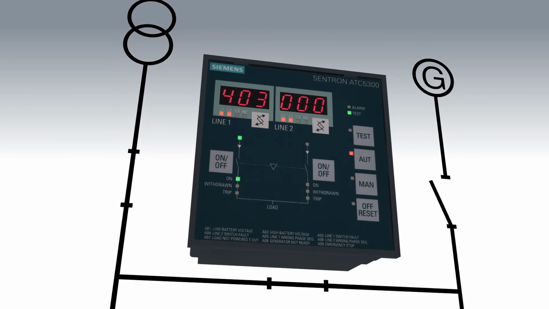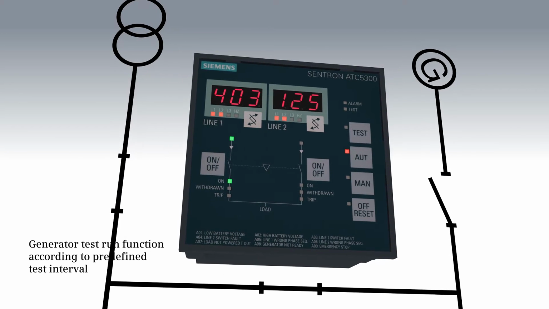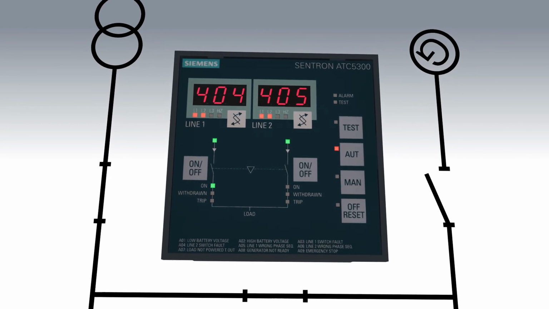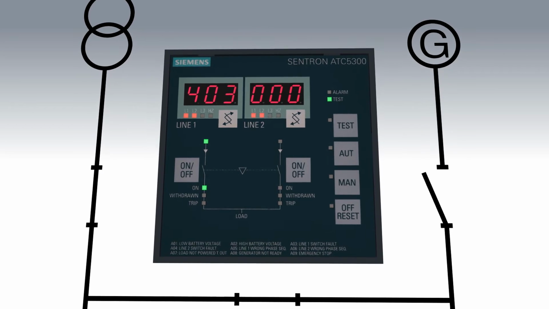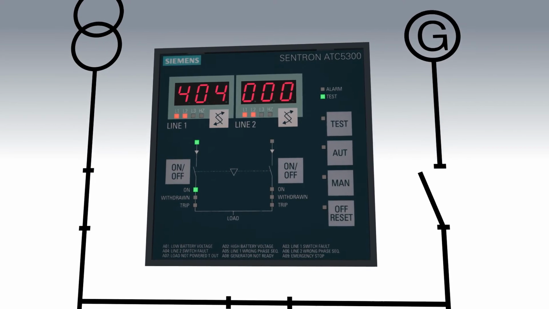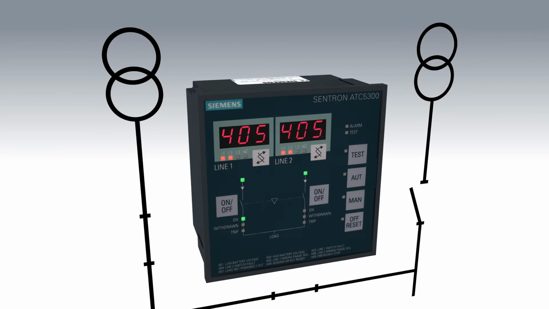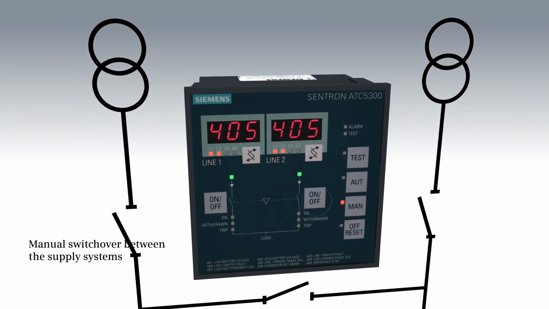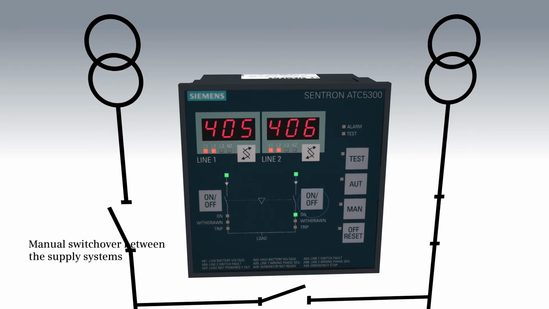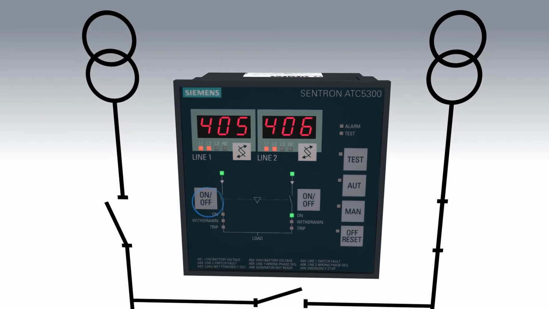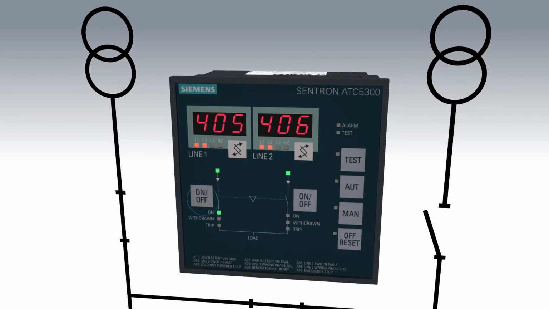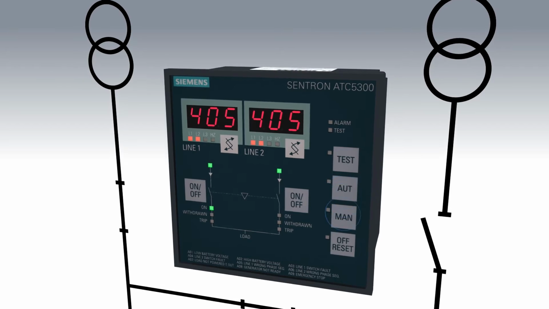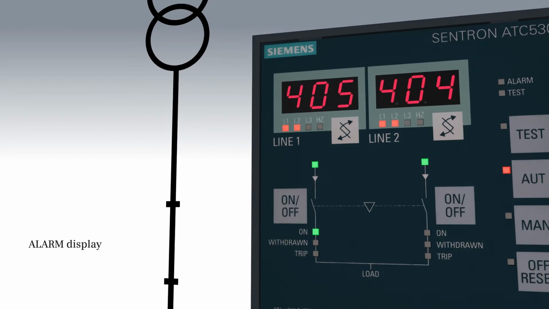The transfer control device 3KC ATC5300 also offers a function for repetition of the run test in defined intervals, which is indicated by continuous illumination of the test LED on the device front. Operation of the MAN button enables manual switchover between the supply systems. The short transition periods during switchover are clearly indicated on the device front. Exceptionally high operational continuity is ensured at all times.